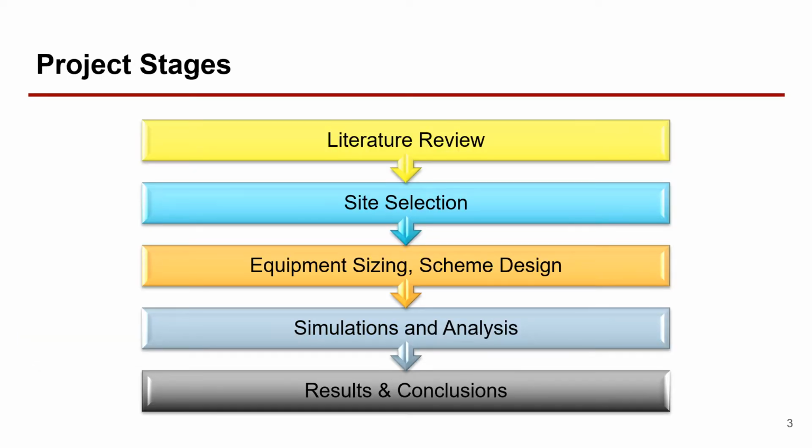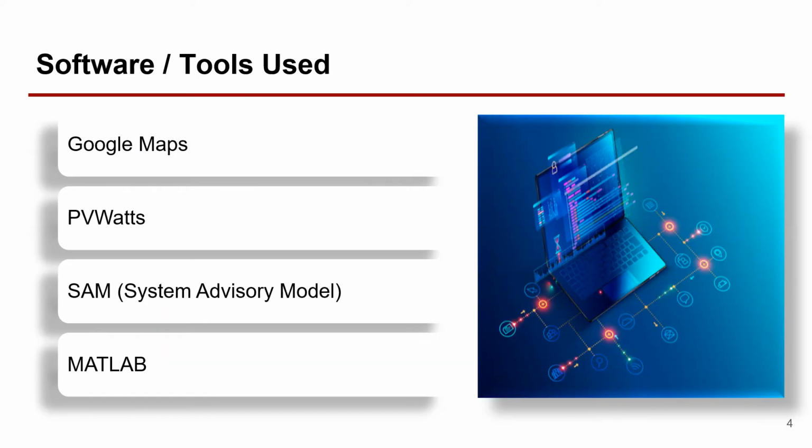So we started with the literature review of previously installed utility scale solar power plants, and then we selected the site in Labrador province. We did equipment sizing and scheme design. We did some simulations and analysis based on varying conditions and inputs, and then we derived results and conclusions. For this study project, we have used Google Maps, PVWatts, SAM, and MATLAB.